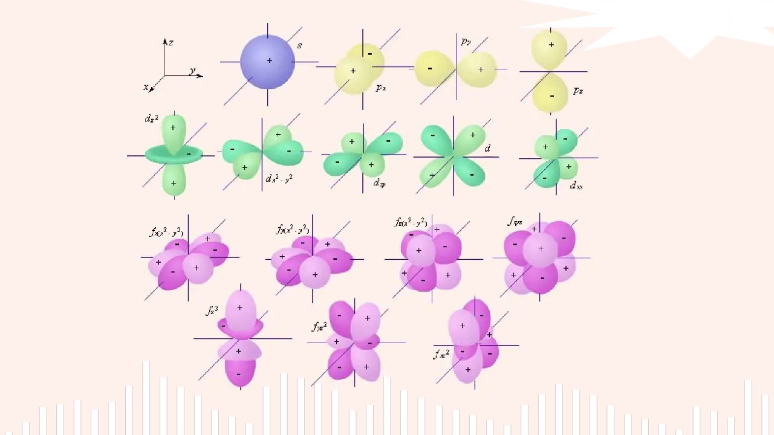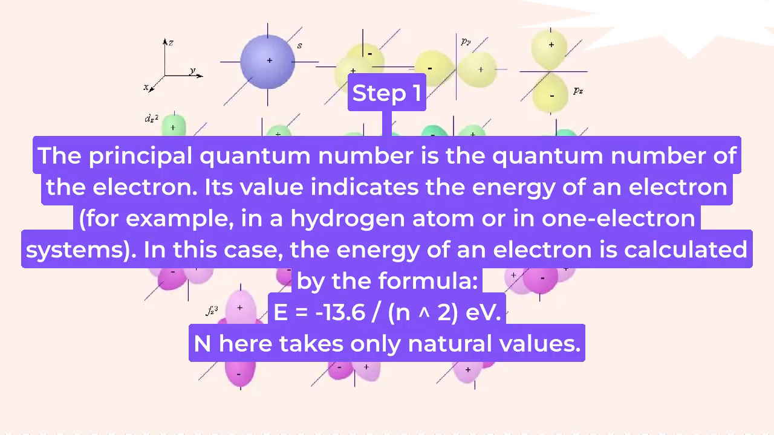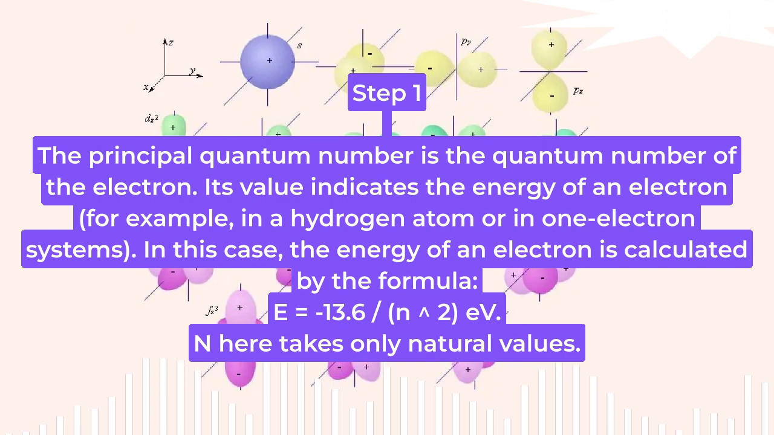The quantum number characterizes the numerical value of a particular variable of an object in the microscopic world. In particular, the quantum number can determine the state of the electron. Instructions. Step 1. The principal quantum number is the quantum number of the electron. Its value indicates the energy of an electron, for example, in a hydrogen atom or in one-electron systems.